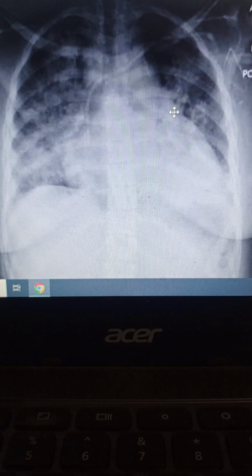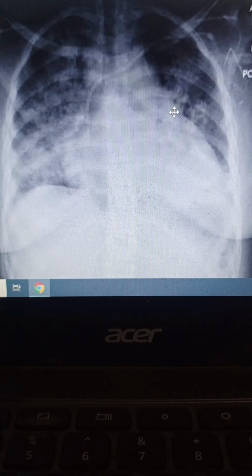And the most important step you are going to follow is hydration. You will improve the patient's hydration. This is your first step, right? You will give him fluid to improve his hydration.